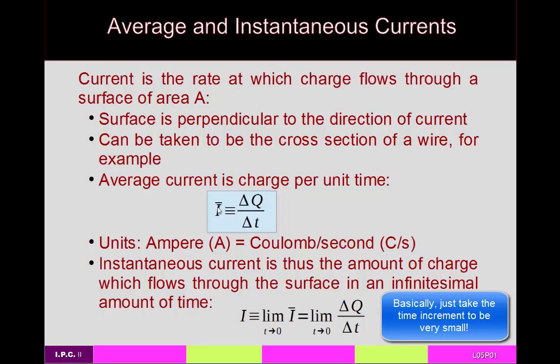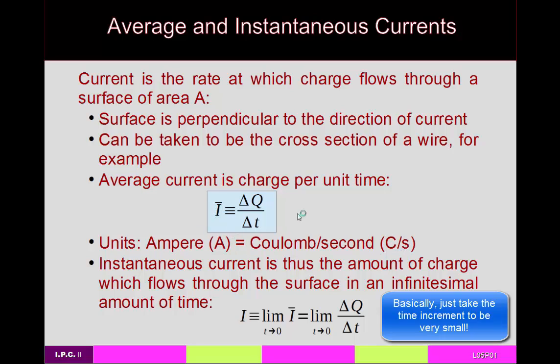So here's the average current, this is charge, this is time. Average current is delta Q over delta t, charge per unit time. And so the unit that we use for current is basically the ampere. And the ampere is defined as 1 coulomb per second.